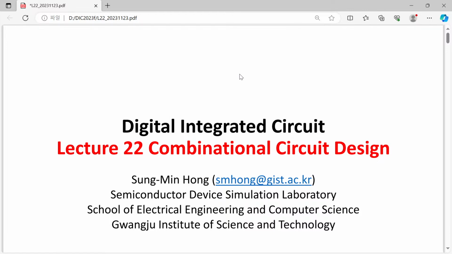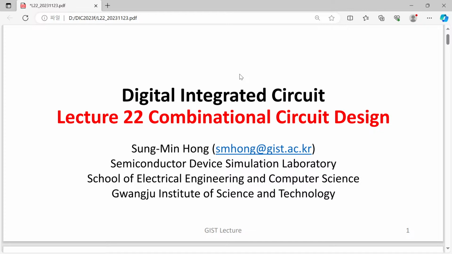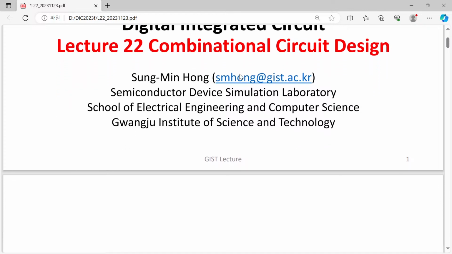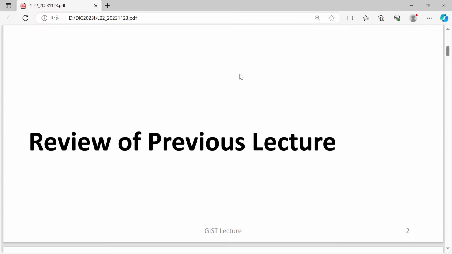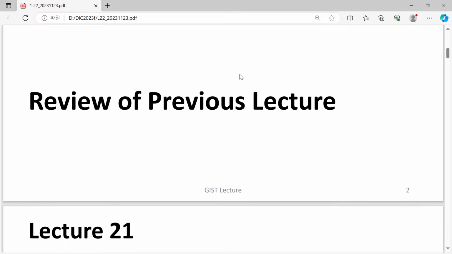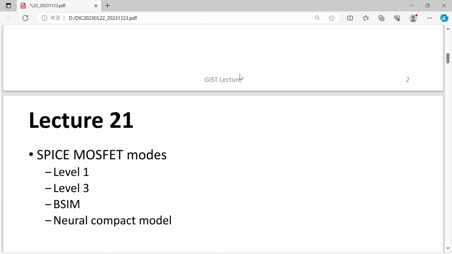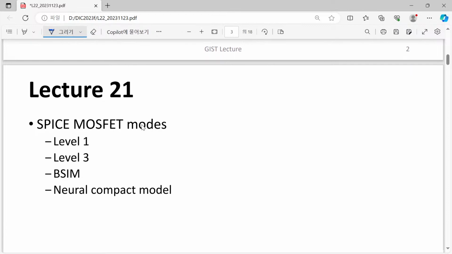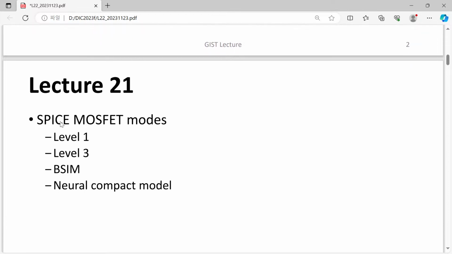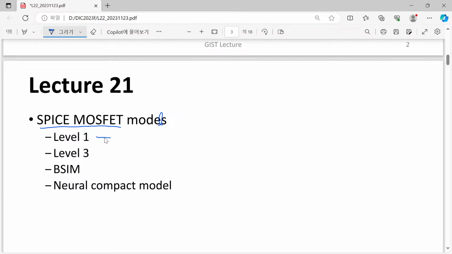This is lecture 22 for combinational circuit design. So before starting today's talk, first review our previous lecture. Our previous lecture was lecture 21, and that was devoted to SPICE MOSFET models. Here we have a typo, models. And first we consider level 1.